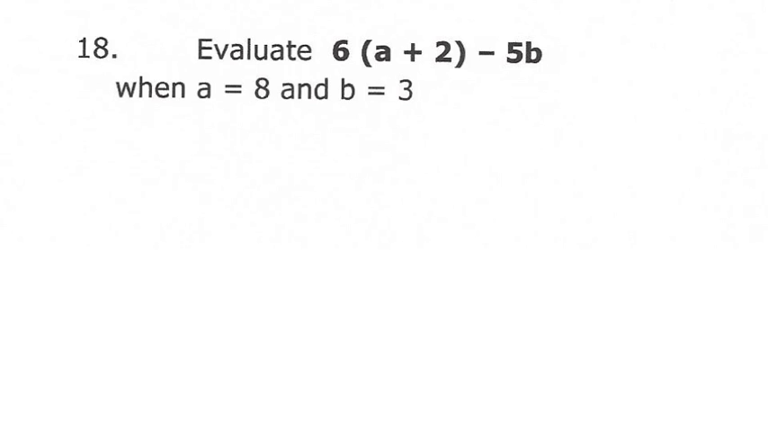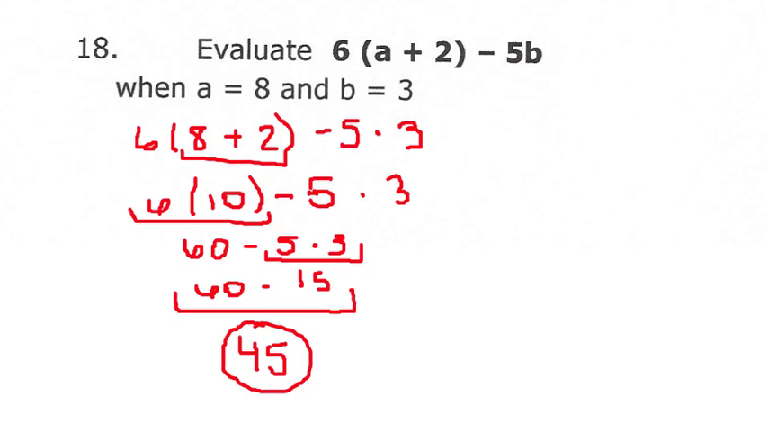Question number 18. Evaluate 6 times parentheses a plus 2 close parentheses minus 5b when a is equal to 8, b is equal to 3. So when you plug in the numbers, 6 times parentheses 8 plus 2 close parentheses minus 5 times 3. Whenever a number is next to a variable, that means to multiply, so make sure you have 5 times 3. Same with over here. When a number is next to parentheses, that means to multiply.